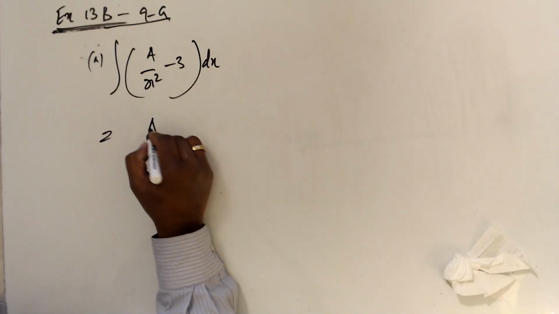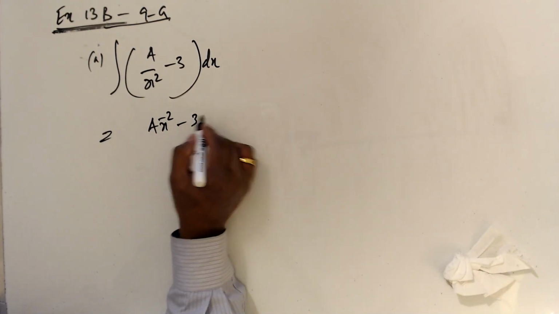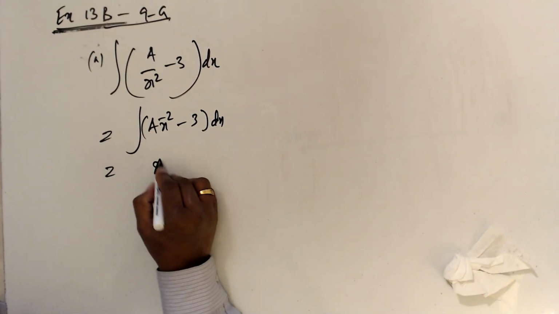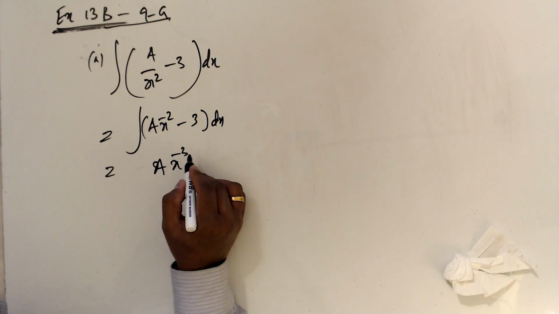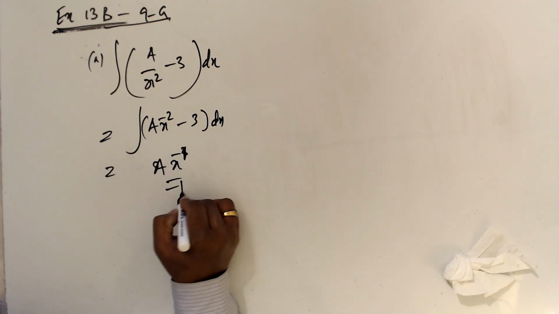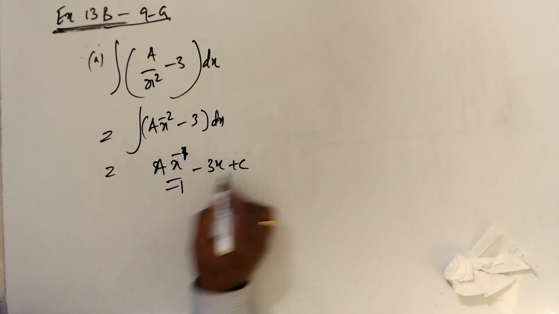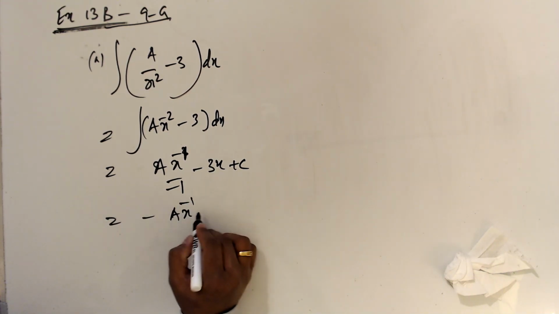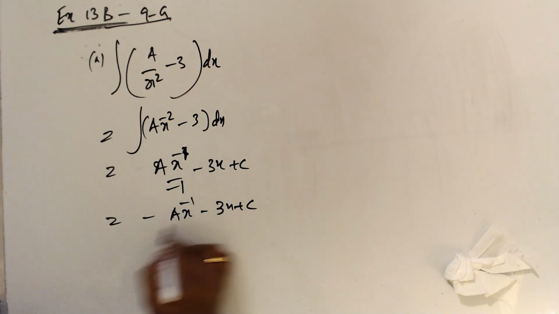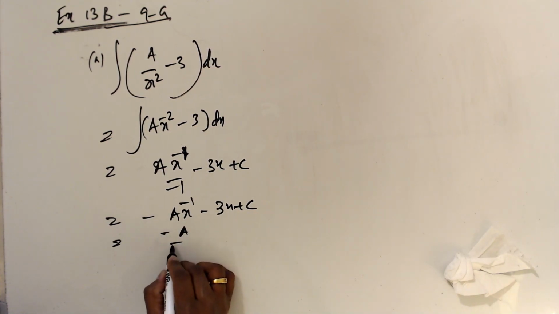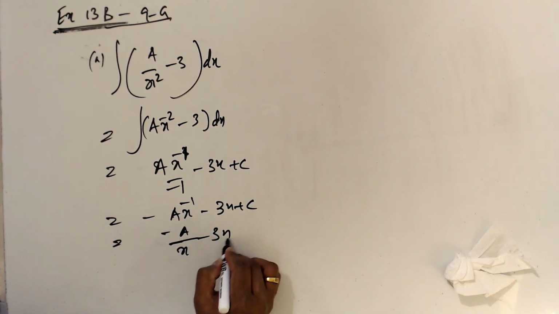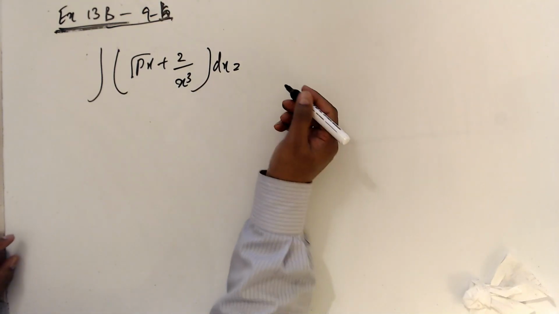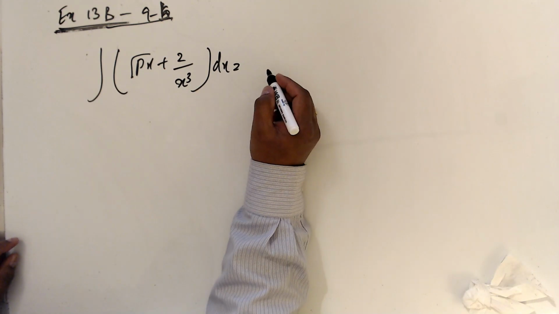So this is ax minus 2 over minus 3, this is dx. So ax minus 1 over minus 1, this is 3x plus c. So this is minus a over x, minus ax minus 1, 3x plus c. I can write minus a over x plus 3x plus c. I'm doing this again. So this is like this.